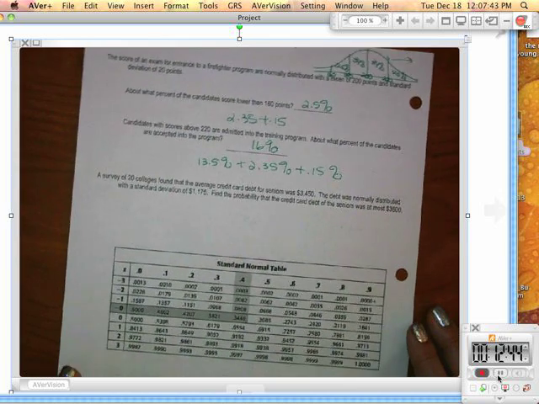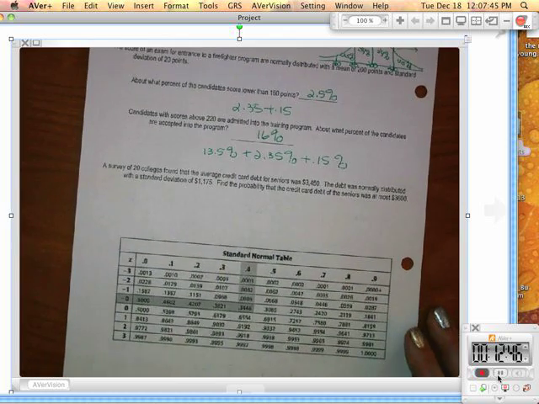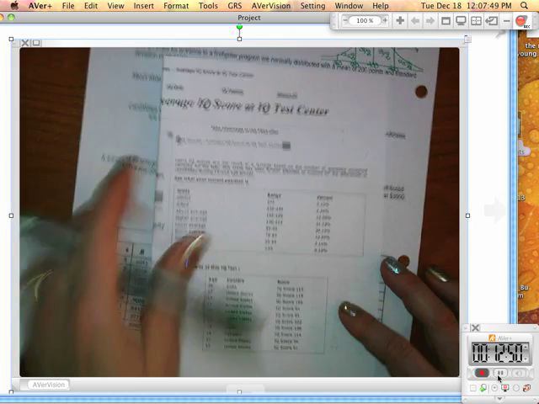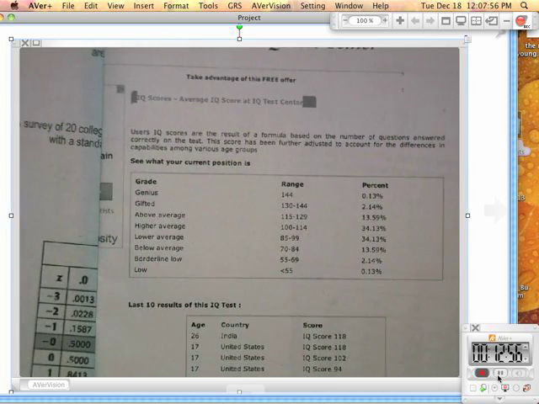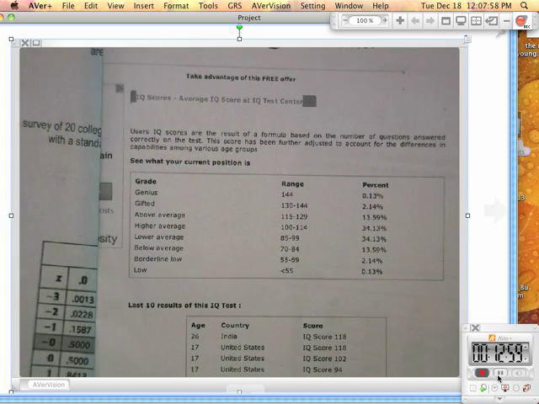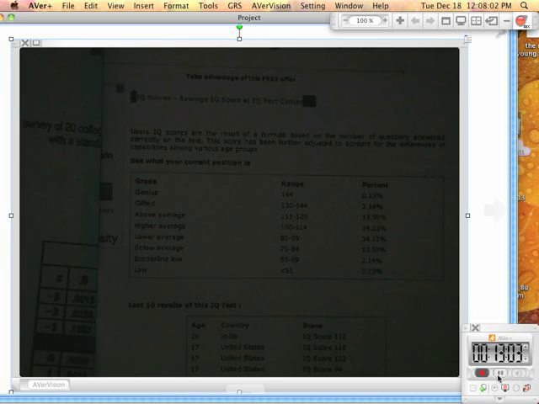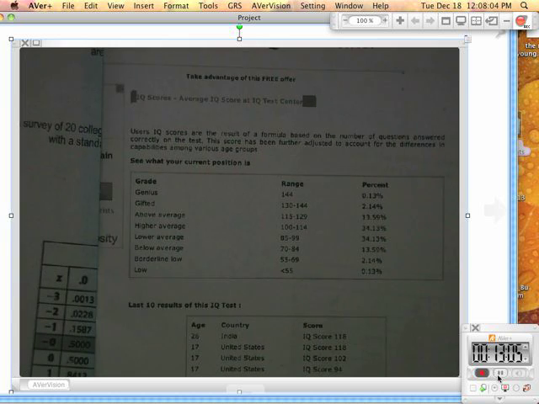All right. So I found this kind of interesting. I just wanted to show you. This is the IQ. I don't know if you can see that. I'll make it a little bigger. I printed this off the internet, and this is the general IQ. Let me see if I can get a better picture.